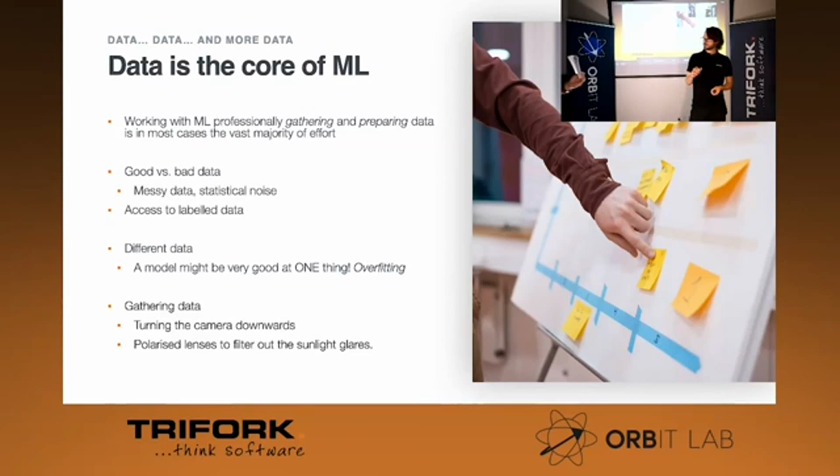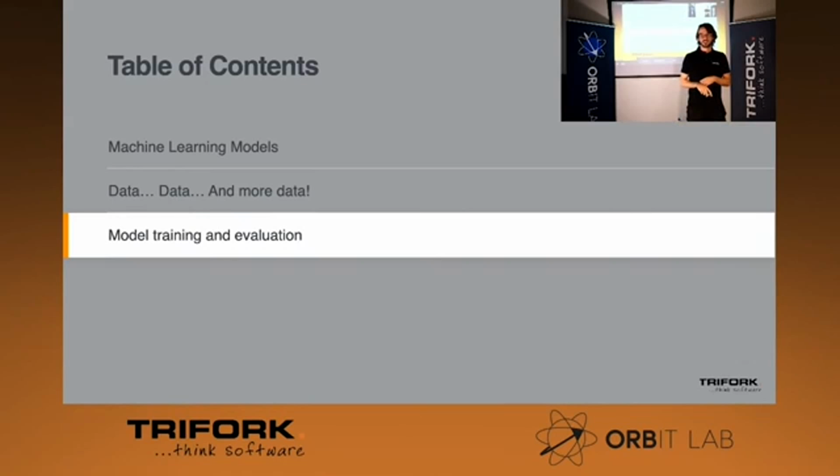Also, just gathering data is very important. In our own experience, we tried attaching the camera at a bit higher angle and turning the camera more downwards so that it would see the track more and not have other things in the picture of other people. Also, I've read that polarized lenses might also work very well if you read blogs about donkey cars out there. And the last thing I'm going to talk about is model training.